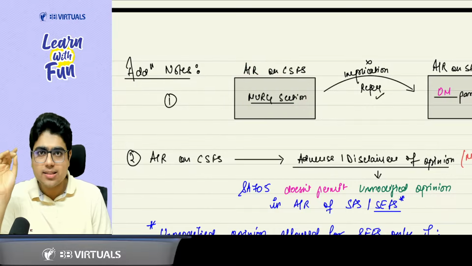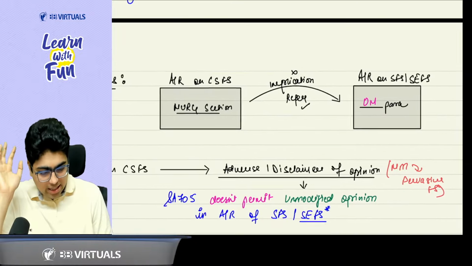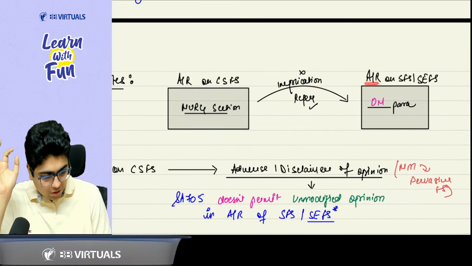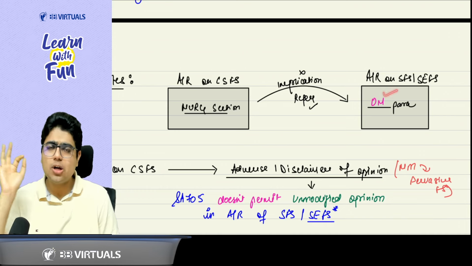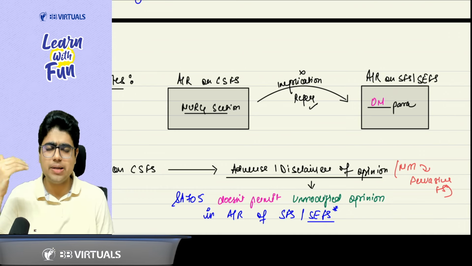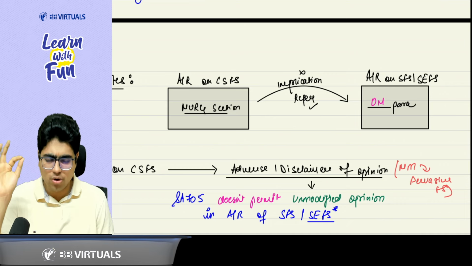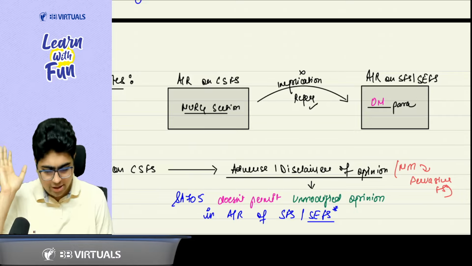Now let's say in the audit report on the complete set of financial statements, there is a MURG section, material uncertainty related to going concern. Now it has no implication on the audit report of SFS or SEFS, but still you want to refer to it. Which para will you add? Other matter para. Because in SA 706 we learned that other matter para refers to matters relevant to the audit, auditor's responsibility and audit report.